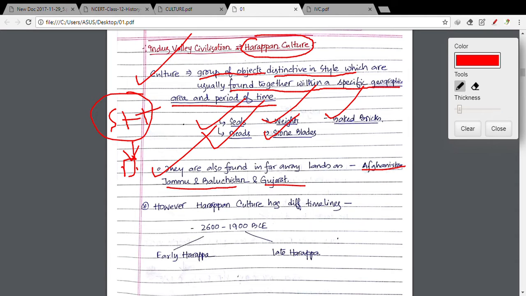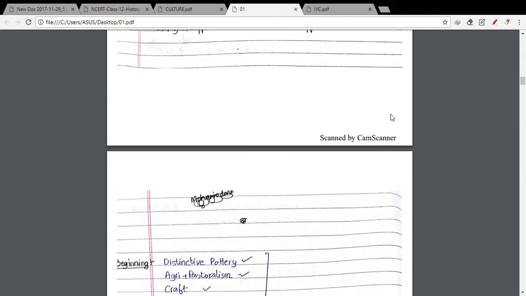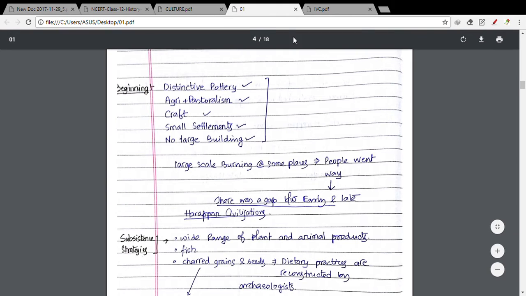However, Harappan culture has different timelines. Starting from 2600 before Christ, it ends around 1900 BCE. So the earlier period is known as the early Harappa, and the later period is known as the later Harappa. So by now we are very clear why the Indus Valley civilization is also known as the Harappan civilization. Let's move on to the next, beginning.